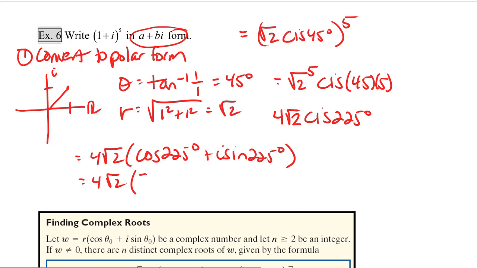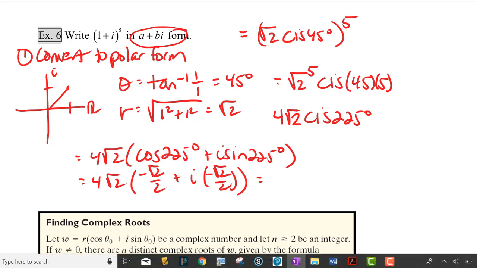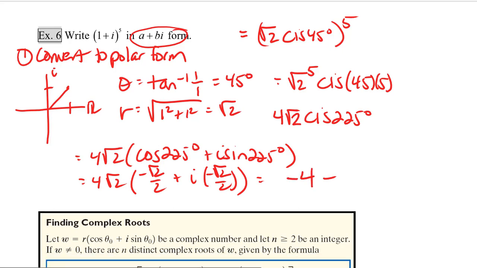I will substitute in the cosine and sine of 225. The cosine is negative root 2/2. The sine is also negative root 2/2. So if I distribute the 4 root 2, I wind up with negative 4 minus 4i.